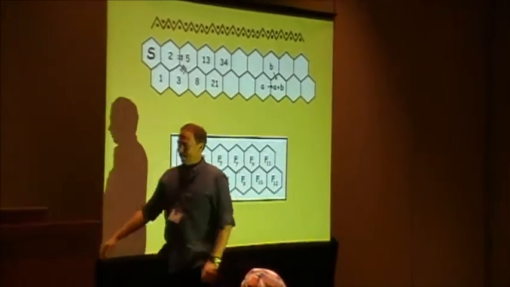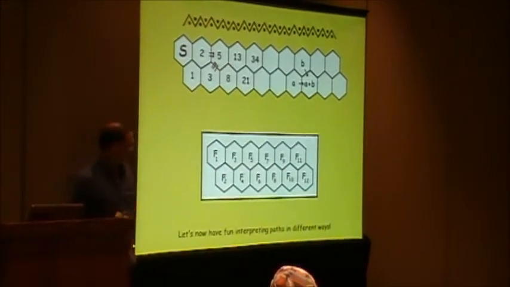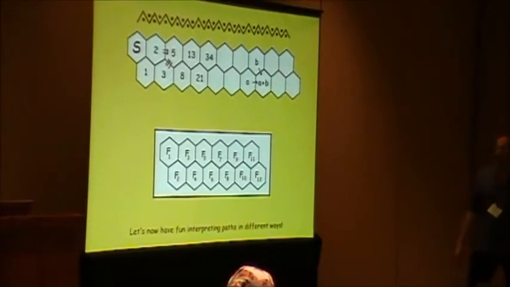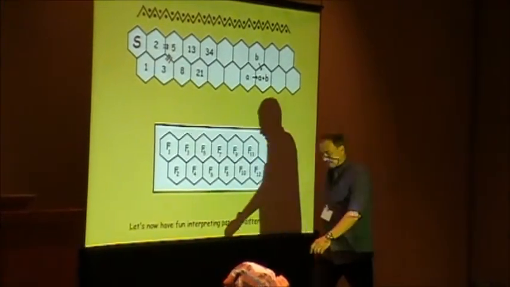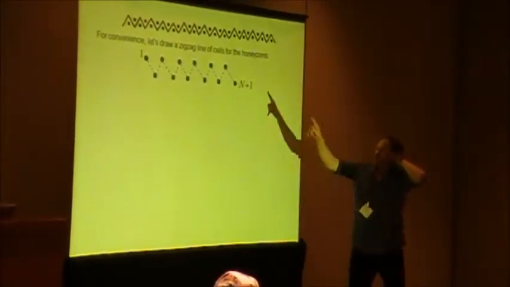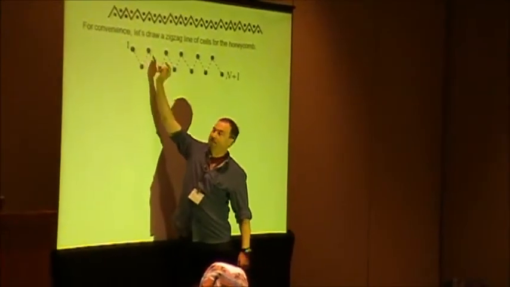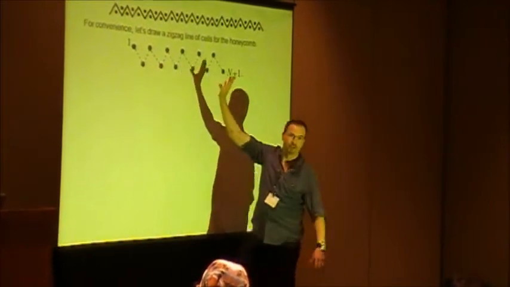And the game I want to play with that, which I think is just perfect for kids, is let's interpret paths in different ways. I'll do some classic things first. Number 1. Just to help me out, rather than keep drawing hexagonal cells, let me just draw a zigzag line. So these dots represent the cells. And these steps can be down steps and up steps. And of course, I can still do horizontal steps. I didn't draw the horizontal steps here.